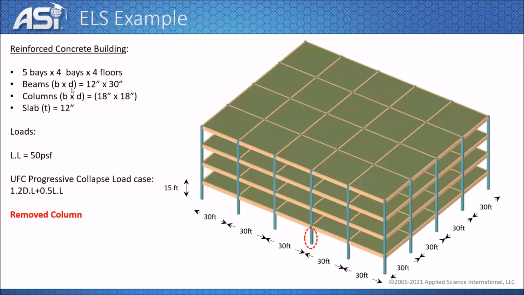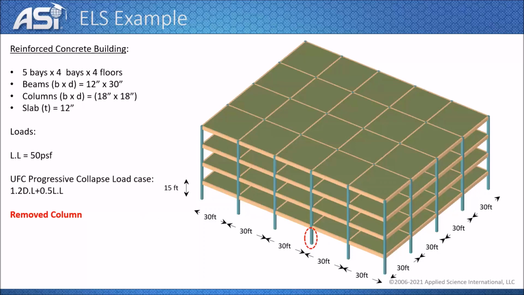We have here the beam dimensions, the widths and the depths. So it is 12 inch by 30 inch. Columns are 18 inch by 18 inch, and the slab thickness is 12 inch. The live load assigned on the structure is 50 PSF, and using the UFC code load case for doing progressive collapse analysis, we will need to apply this kind of load combination: 20% increase in the dead load and half the live load only.